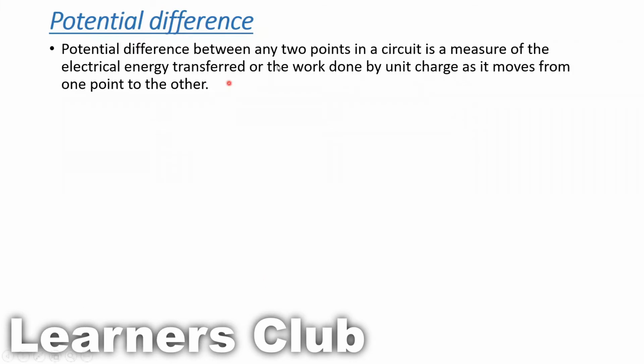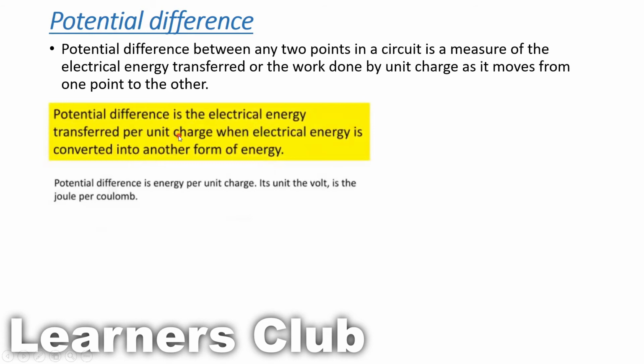Potential difference. Potential difference between any points in a circuit is a measure of the electrical energy transferred or work done by unit charge as it moves from one point to the other. So potential difference is somewhat similar to electromotive force, the EMF, but in this case, the energy that is being transferred is between 2 points in a circuit. In other words, potential difference is the electric energy that is transferred per unit charge when electrical energy is converted into another form of energy.